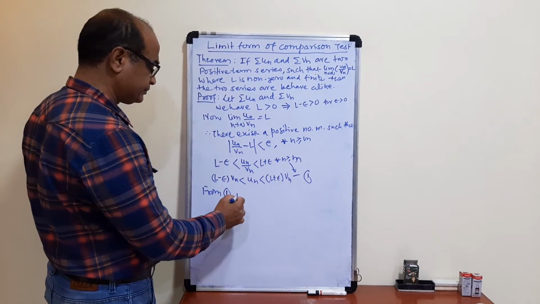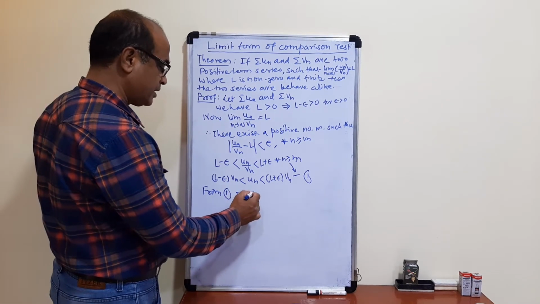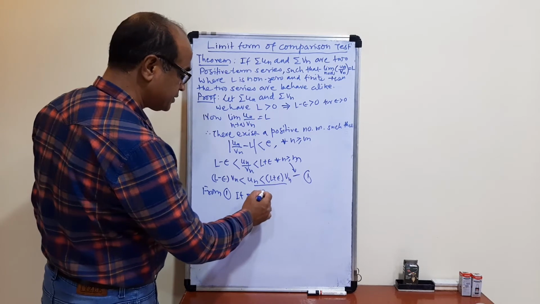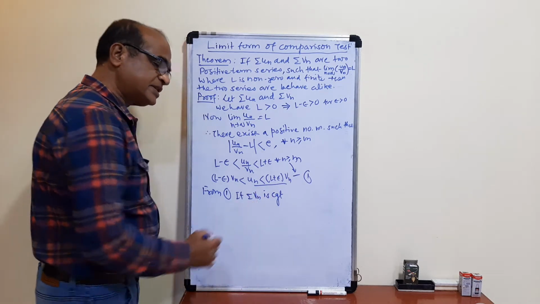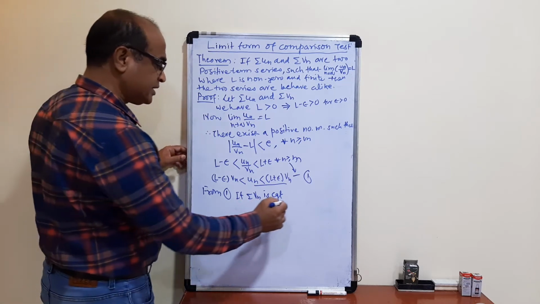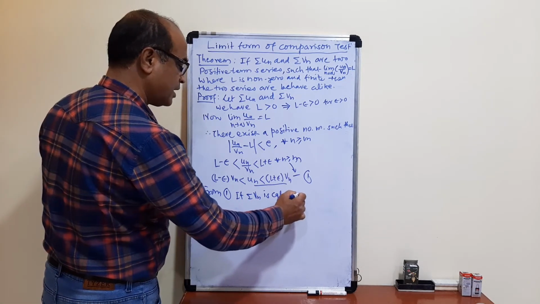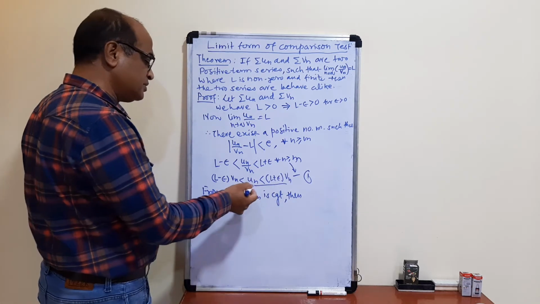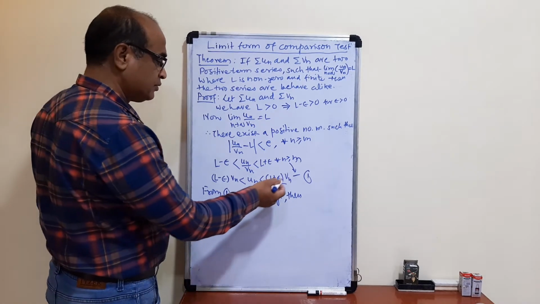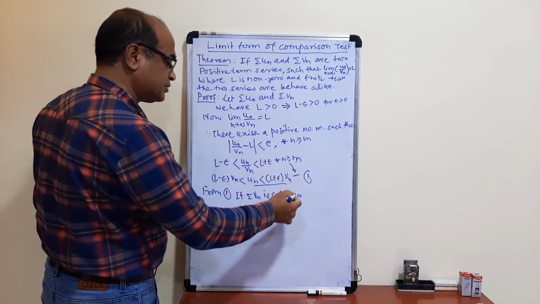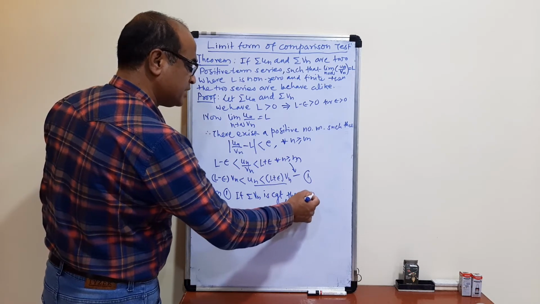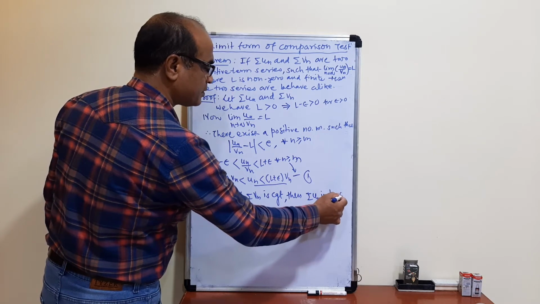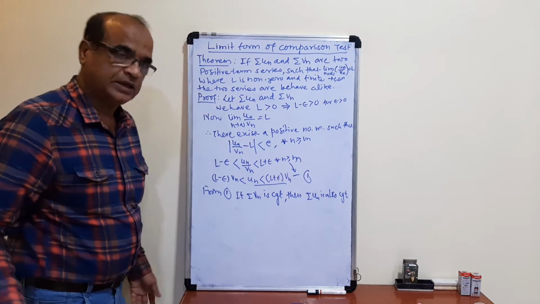If the series vn is convergent, then by using this inequality, the series un is also convergent.